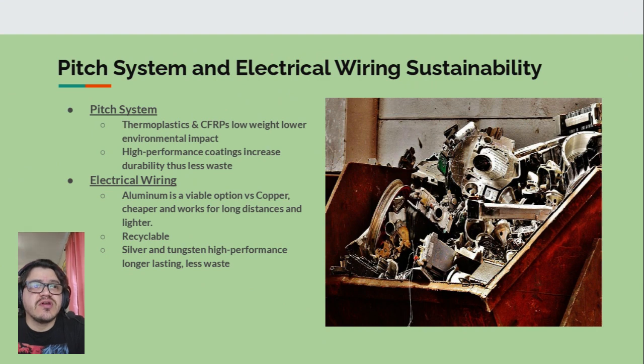Sustainability for both the pitch system and electric wiring requires looking into several factors. For example, for the pitch system, we use thermoplastic and carbon fiber reinforced polymers because they're low weight, so they have a lower impact on the environment. As well as using higher performance coatings for the components, which will increase durability and thus create less waste. For electric wiring, aluminum is a very viable option versus copper, as it's cheaper, it can go a longer distance, and it's lighter. It is recyclable. And as far as silver and also tungsten, there are other alternate materials that can be used for high performance since they will last longer and thus create less waste.